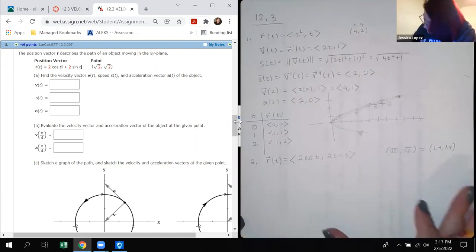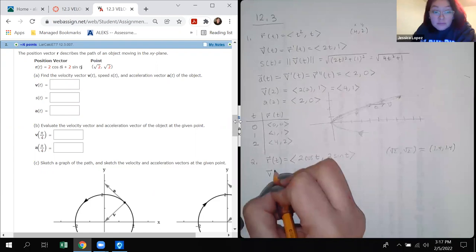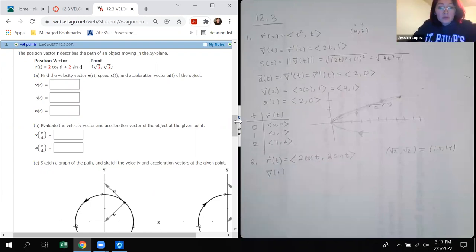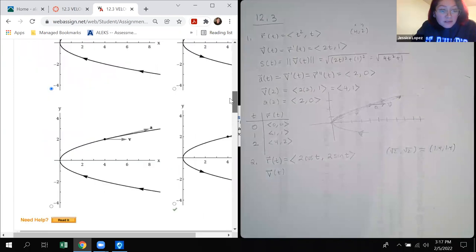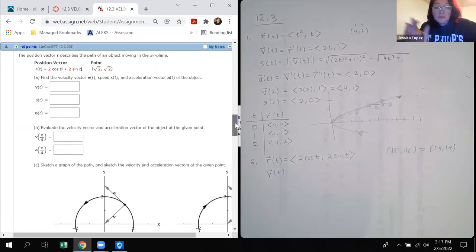So then I'm gonna find v of t. I don't think I entered anything. I never entered any of that stuff. I just wanted to know if I had got the graph right, and I did. I'm kind of bypassing all the typing and stuff, but we'll see.